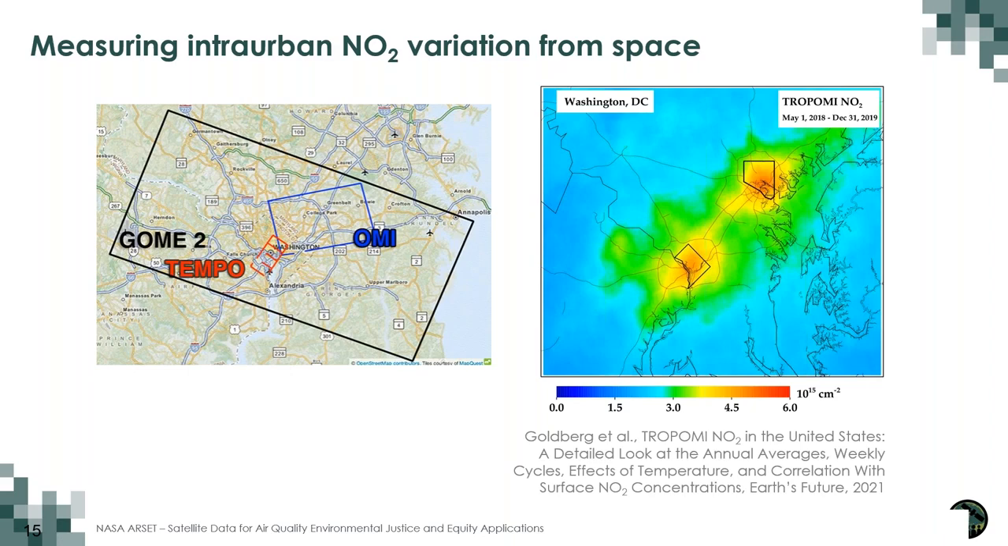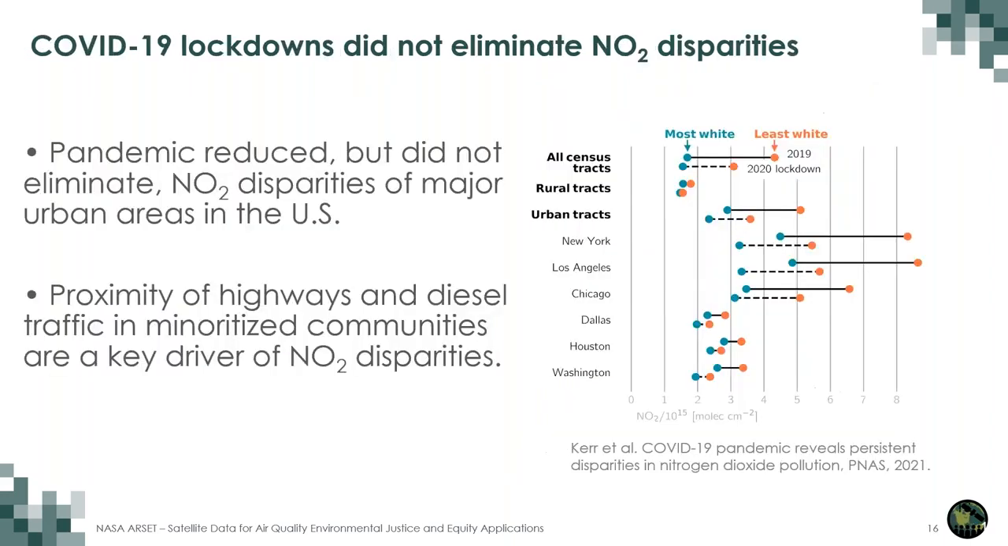So this is really incredible that the satellite can see not just this urban pollution signal, but even the signal from dense highway traffic of trucks and vehicles traveling between these two cities. So a few years ago, we wondered whether or not we could use satellite NO2 observations to study air pollution injustice on a nationwide basis.